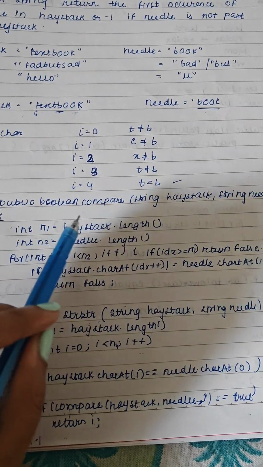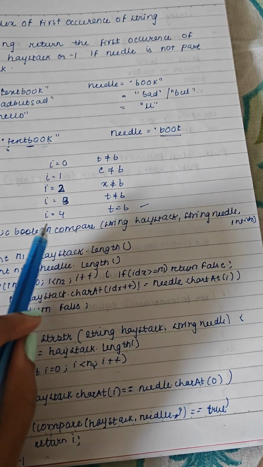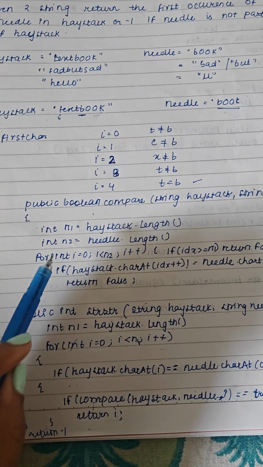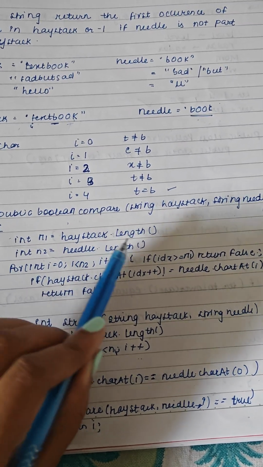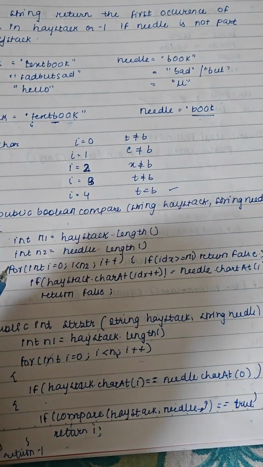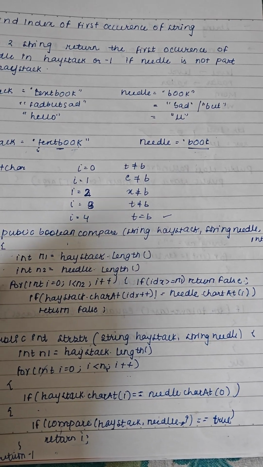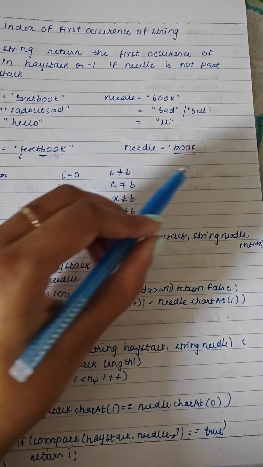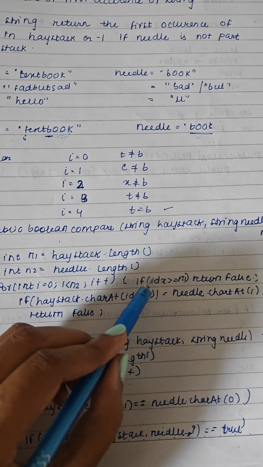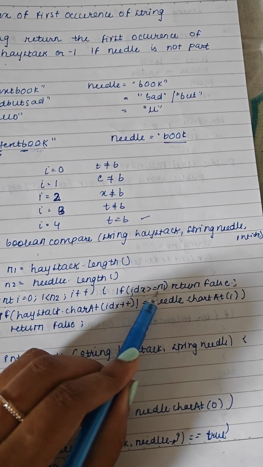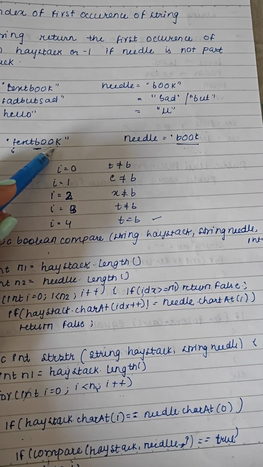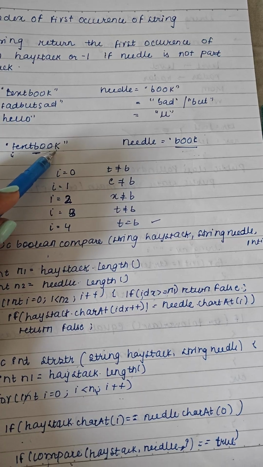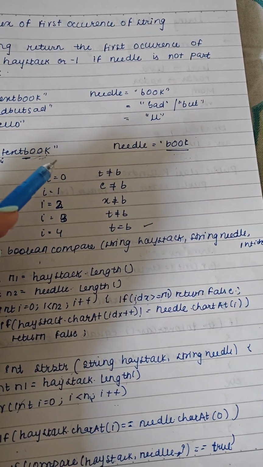Now we will write the compare function. It is boolean, so it will return a true or false value. Here you take string haystack, parameter string needle, and index, which is 4. Here we'll take n1 and n2, the length of haystack and the length of needle. Now let's go for a for loop. This for loop is used to check the next part, like is book equal to this book. Here the first if condition is: if index is greater than or equal to n1 minus 1, meaning if you have reached the last word, suppose your index is here, then there is no need to go further.